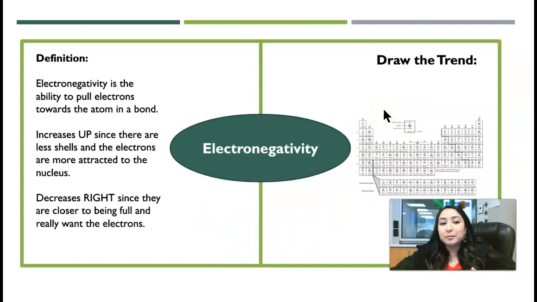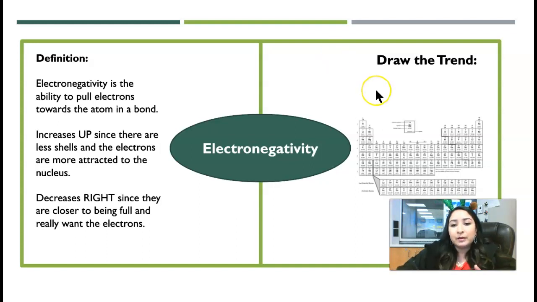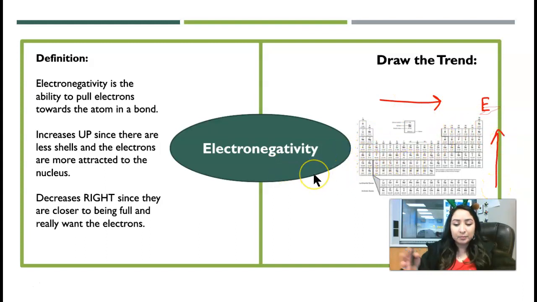Electronegativity is the ability to pull electrons toward the atom in a bond, which is how much an atom can attract extra electrons, or like how greedy they are to get extra electrons. For instance, electronegativity increases as we go to the right, because there's more proton pulling power, so those protons are pulling more on those electrons.